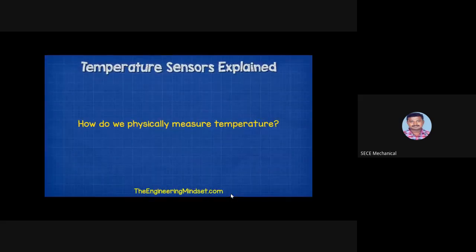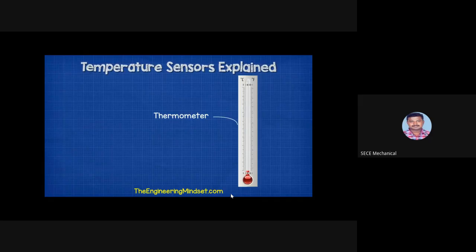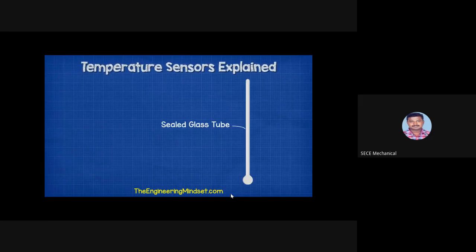So how do we physically measure temperature? We all know we can measure temperature using a thermometer. This is a very basic design used for hundreds of years. It's simply a sealed glass tube which is partly filled with some liquid like mercury or alcohol.